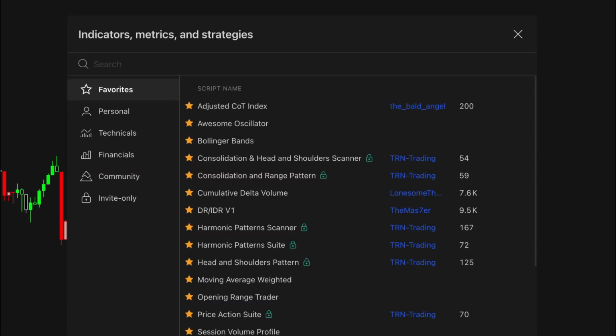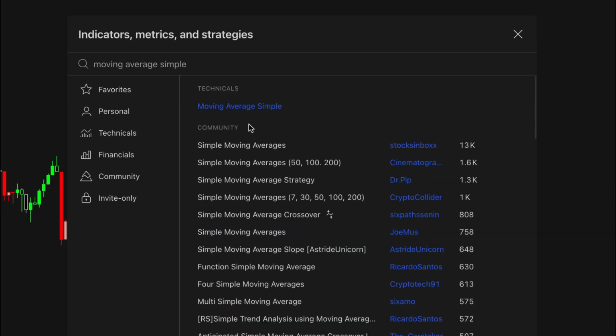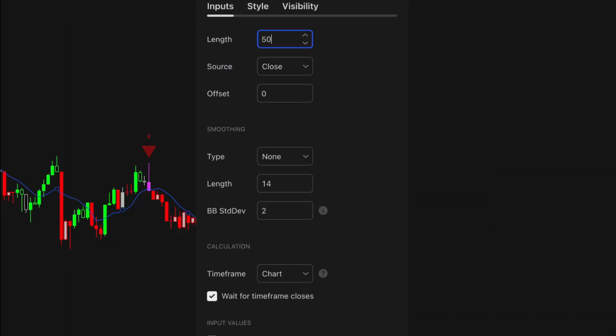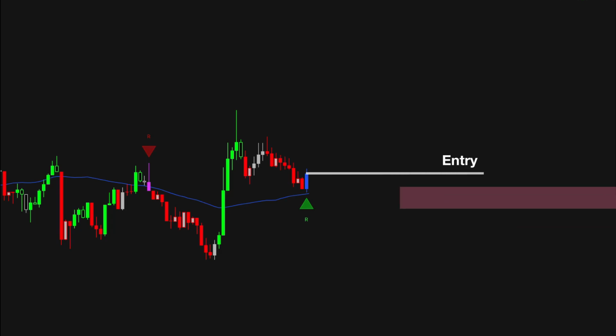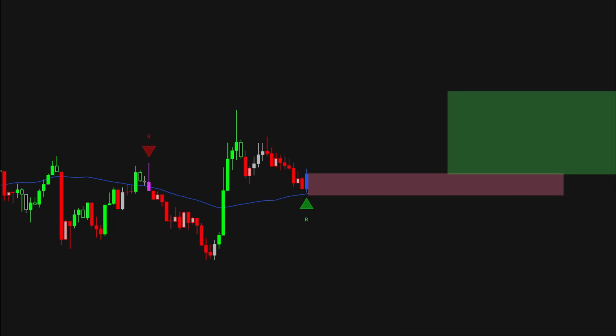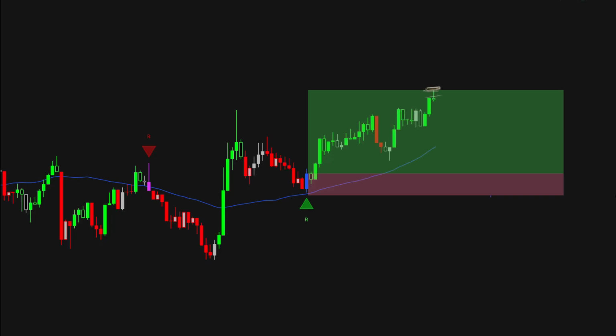For the second trading setup, we need a trending market. To analyze the trend, you can just add the simple moving average to your chart and choose 50 for the length. If the price is above the simple moving average, you know that we are in an uptrend. If we get a pullback to the moving average and then print a bullish signal bar, it is a great long entry. Enter at candle close, place a stop loss below the previous low and use a risk-reward ratio of 3 or above as target.